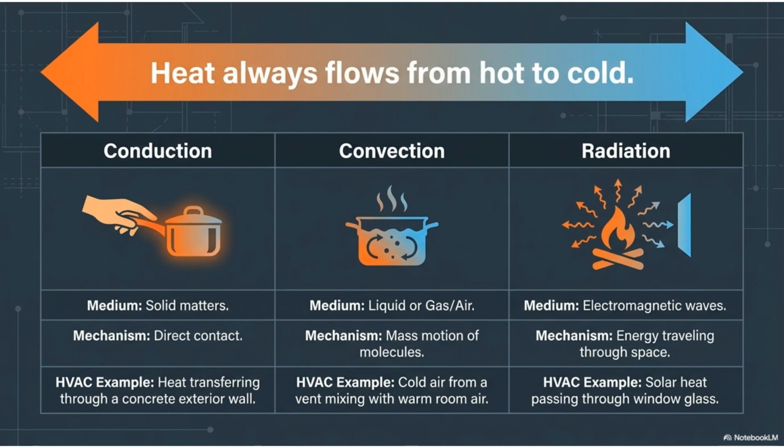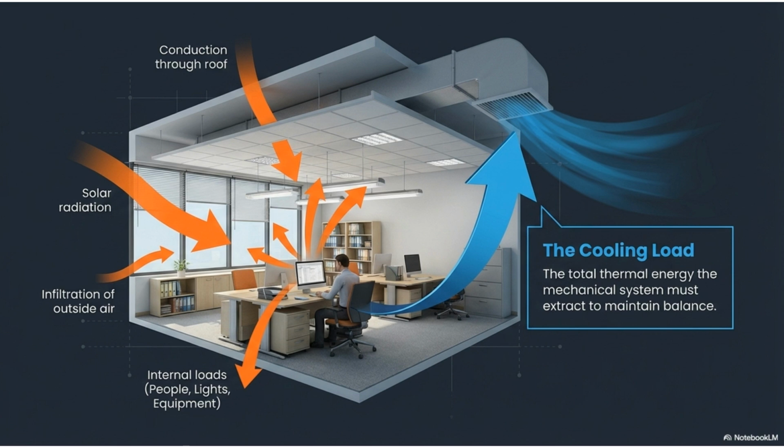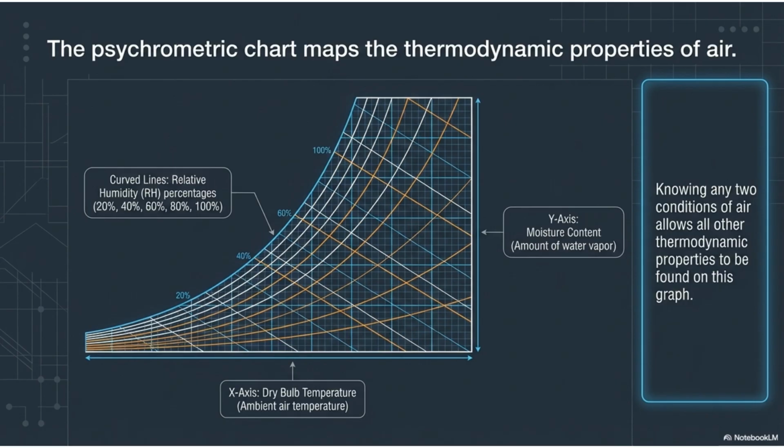HVAC systems deal with all three, such as heat transfer through a wall by conduction, cold air mixing with warm air by convection, and solar heat passing through windows by radiation. The cooling load is the total thermal energy the mechanical system must extract to maintain balance. This energy comes from various sources, including conduction through the roof, solar radiation, outside air infiltration, and internal loads from people, lights, and equipment.